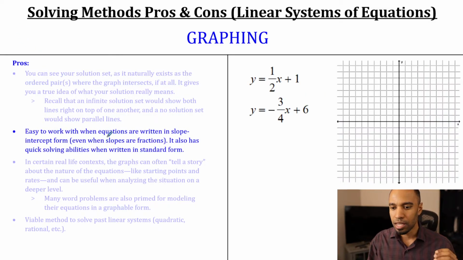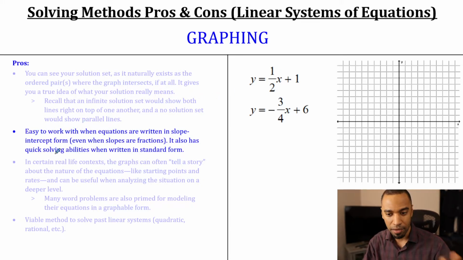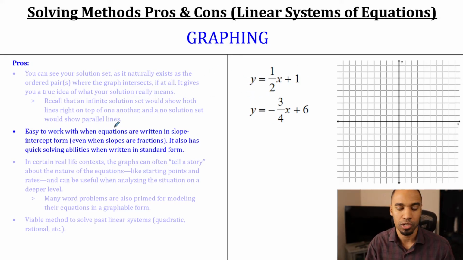Second thing, easier to work with when equations are written in slope-intercept form. In that graphing is, and I'm not saying it's easier than other ones, I'm just saying that graphing, if you want to graph, it's easier to do it when they're written in slope-intercept form because I can just graph with them. Even when the slopes are fractions, because graphing is all about a rise over run.